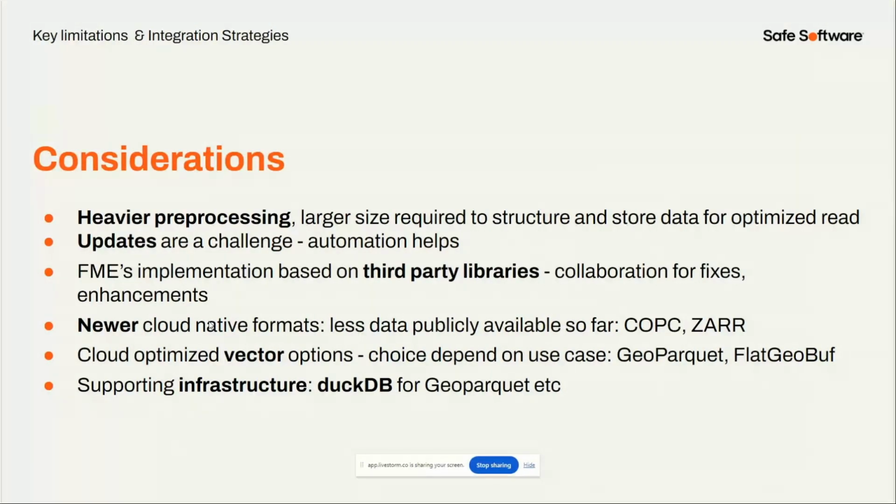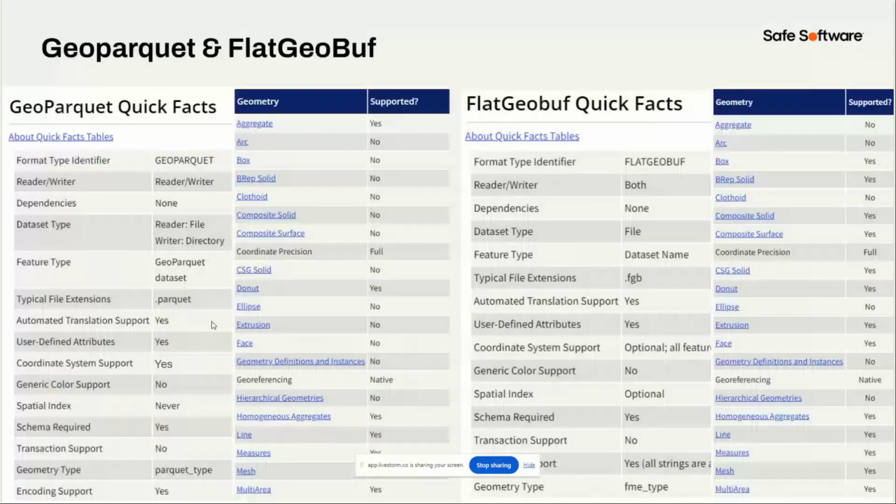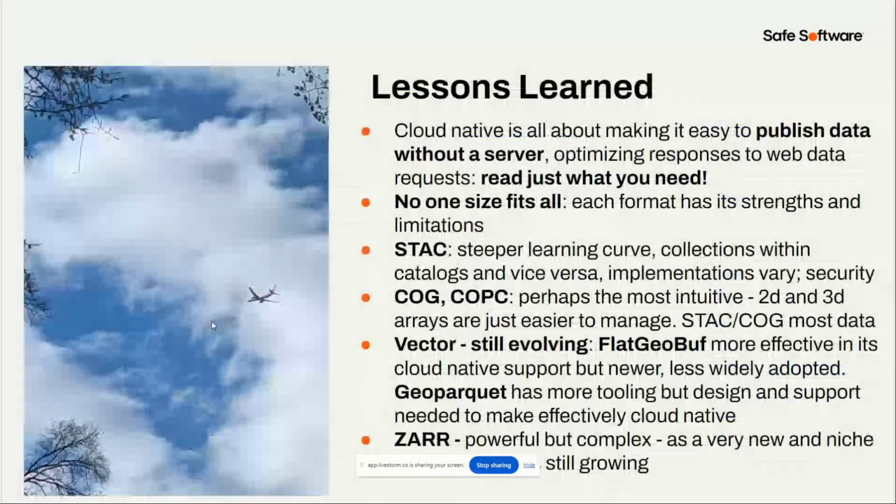There's a little bit less data available for some of the newer cloud native formats like COPC and ZARR. STAC and COG have a ton of data out there available. And I already mentioned DuckDB. So just to wrap up, a couple of lessons learned, and then we'll open it up for questions.